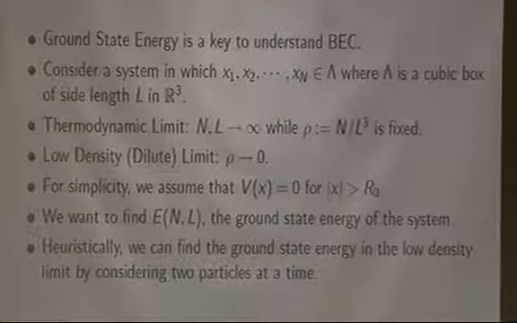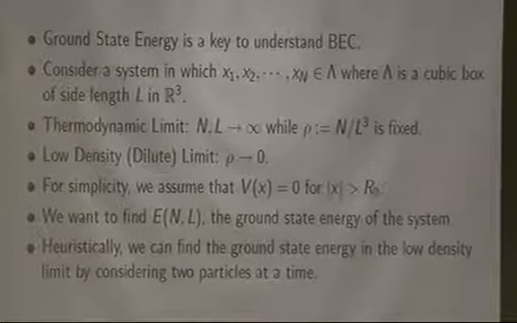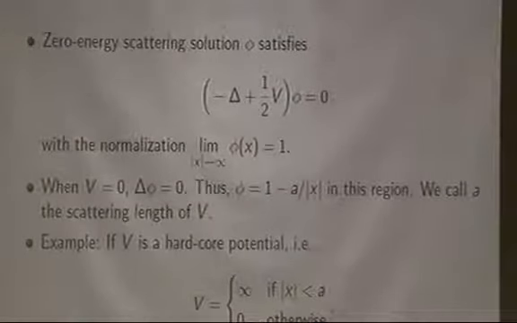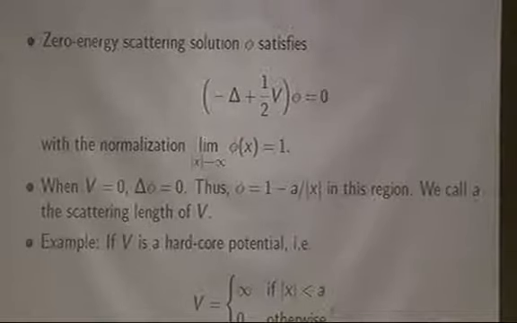Heuristically, we can find the ground state energy very easily. But first of all, to understand the argument or the answer itself, we need to know the concept of scattering length. So the scattering length comes from the zero energy scattering solution, which satisfies this equation. So this V is the interaction potential V, and note that we have 1/2 here instead of just V. And minus Laplacian plus 1/2 V, acting on phi, equals 0, with the normalization such that the limit of phi of x as x tends to infinity equals 1.